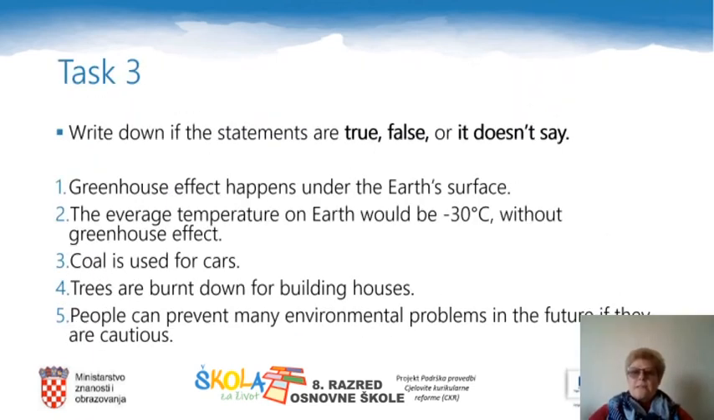I will read the sentences. Please write down in your notebooks if the sentences are true, false, or doesn't say. These are the sentences about the text you've just listened to. 1. Greenhouse effect happens under the Earth's surface. 2. The average temperature on Earth would be negative 30 degrees Celsius without greenhouse effect. 3. Coal is used for cars. 4. Trees are burnt down for building houses. 5. People can prevent many environmental problems in the future if they are cautious.